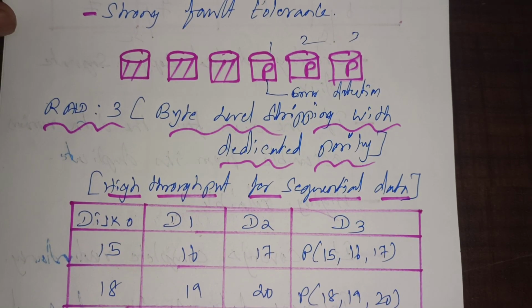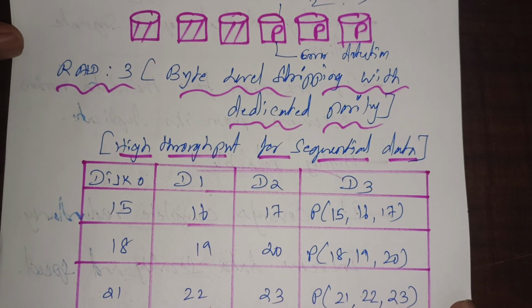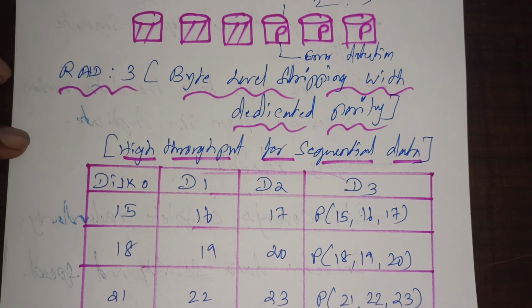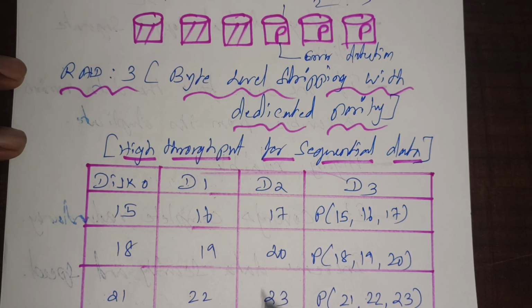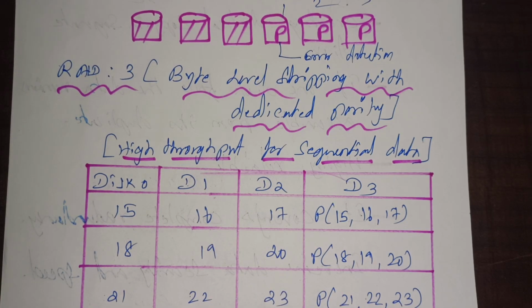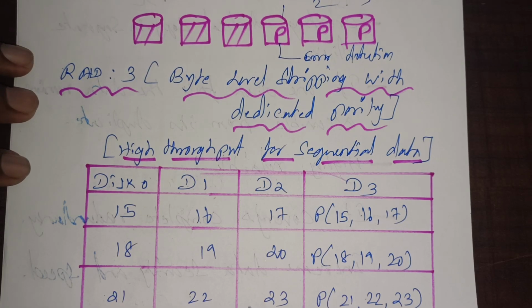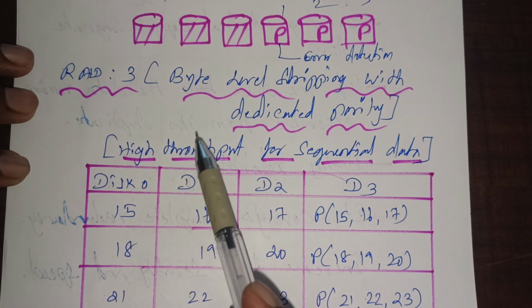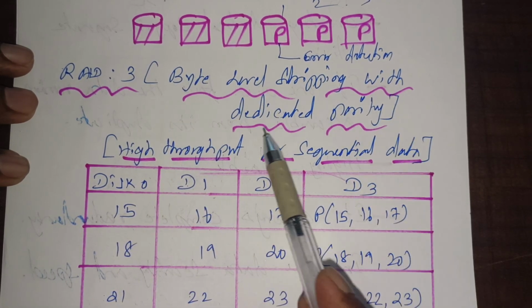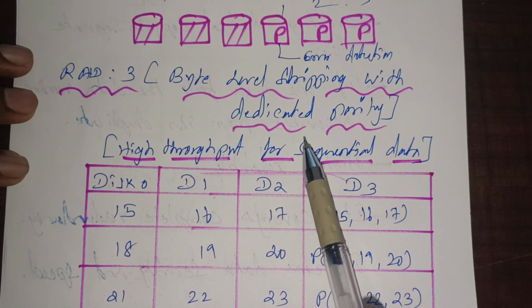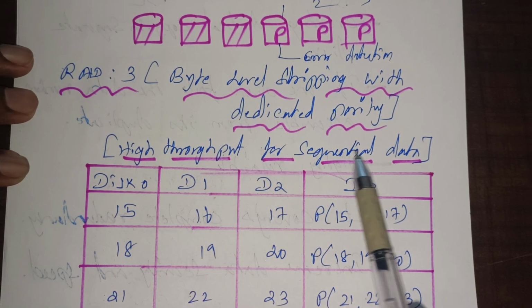So we'll move on to the next level of understanding, that is RAID 3. So what is RAID 3? Initially we did bit level in RAID 2. So let's make it byte level, because when we move on to the advanced stages, we need to look at the complexity of the algorithm as well as the data storage capacities. Here RAID 3, byte level striping with dedicated parity, is used for high throughput for sequential data access. That's the point.